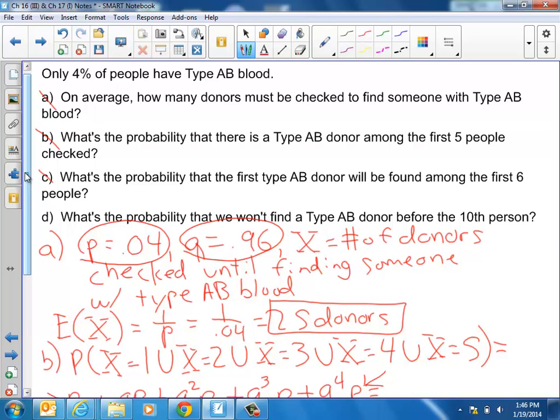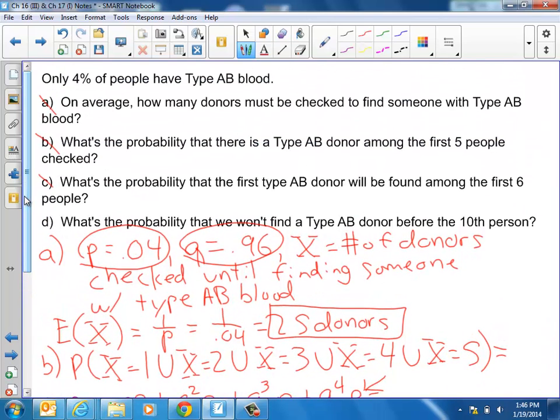D here, what's the probability that we won't find a type AB donor before the 10th person? Well, I don't want to write out a probability tree. Hopefully you can visualize this with me here. To get a success, we'd find our first person with type AB blood on the 10th, 11th, 12th, 13th, 14th, 15th, 16th, and on and on, all the way down the line. To get any one of those outcomes, we have to fail how many times? 9. We have to fail 9 times. We cannot find someone in the first 9 draws from this group of people.